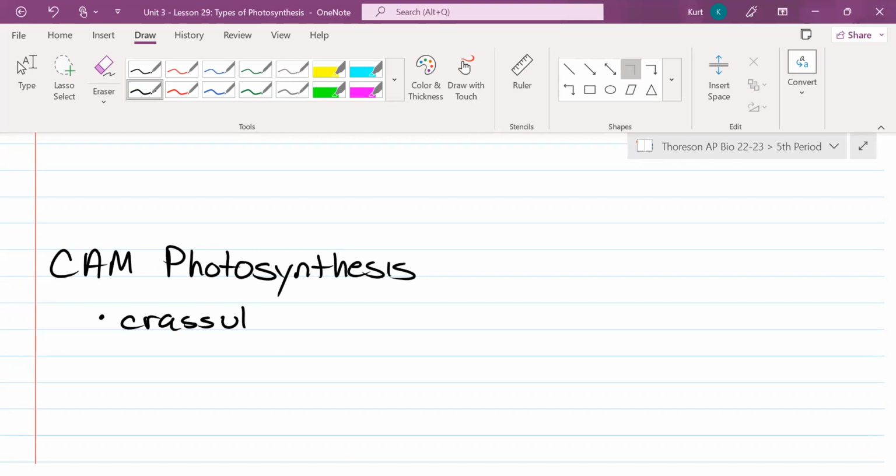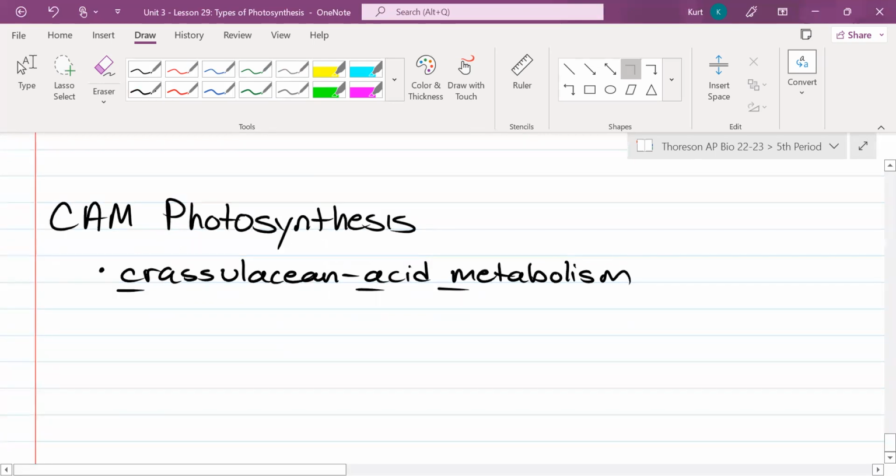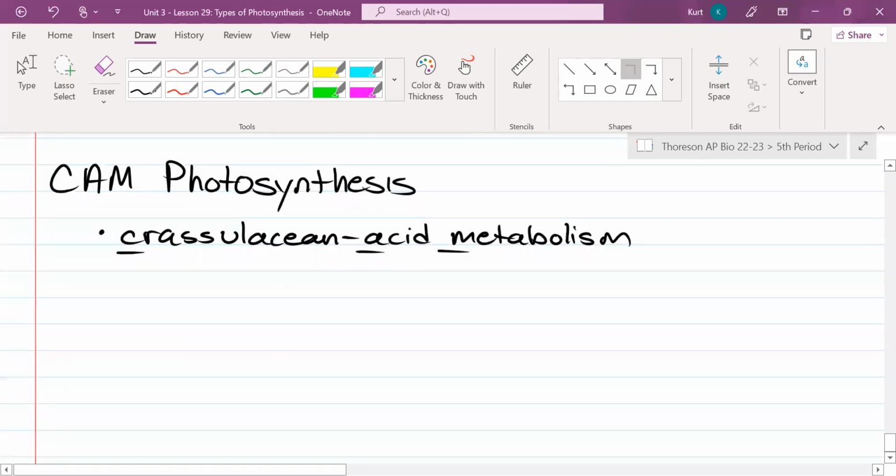Crassulacean acid metabolism, CAM. The types of plants that produce this type of acid and break it down are called CAM plants. A pineapple tree is an example of a CAM plant. These plants do different parts of photosynthesis at different times of the day. So they are a type of C4.